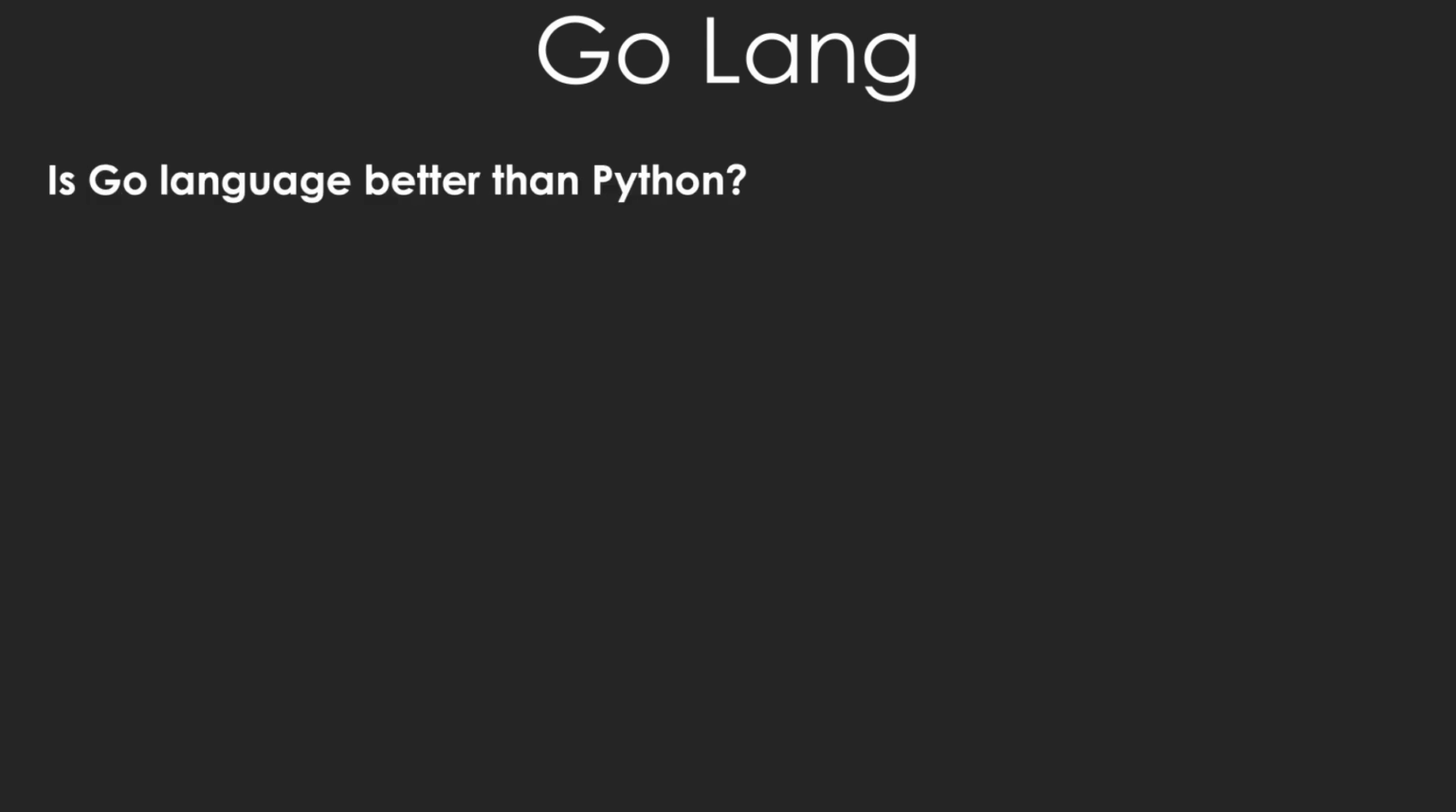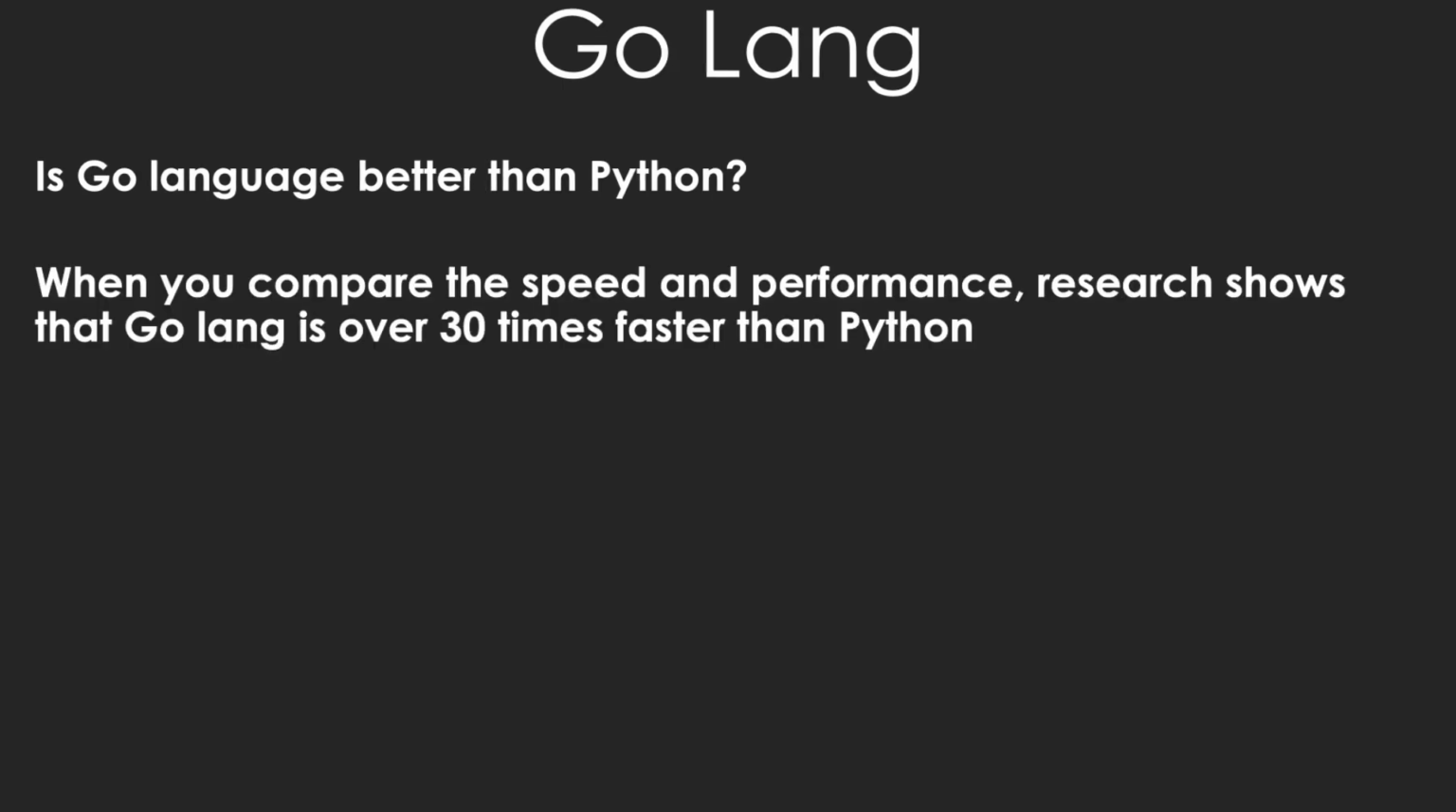So is the Go language better than Python? That is a question I always get. Is it better than Python or more popular than Python? But each language has pros and cons. They have specific features and are designed for specific purposes. When you compare speed and performance, research shows that Go is over 30 times faster than Python. That's interesting, right?